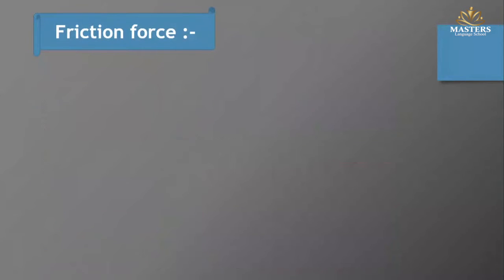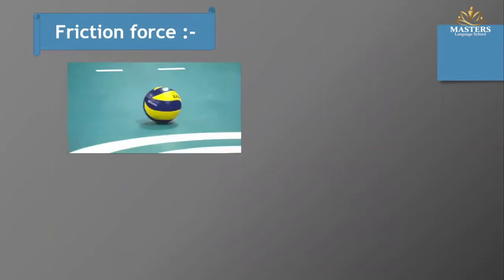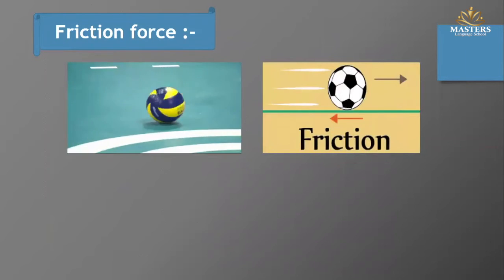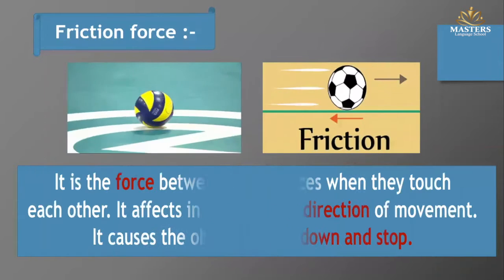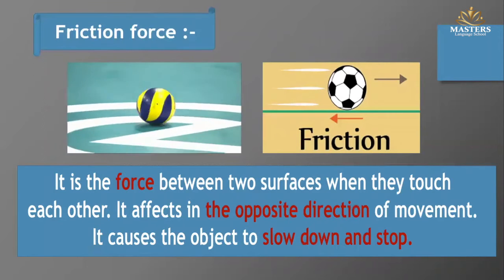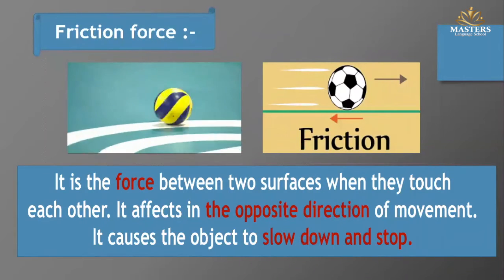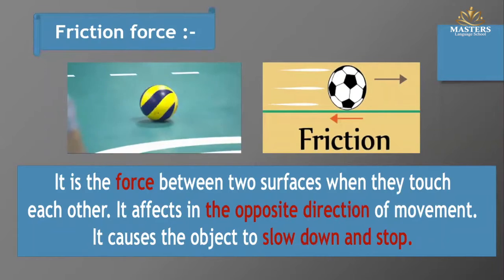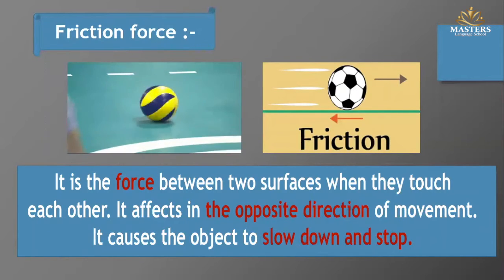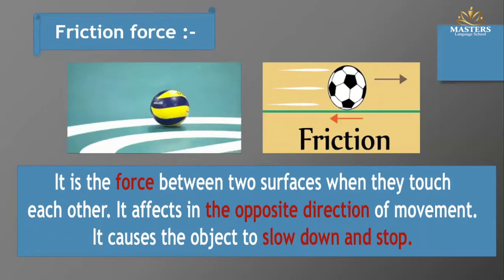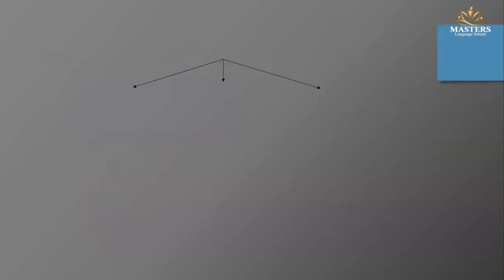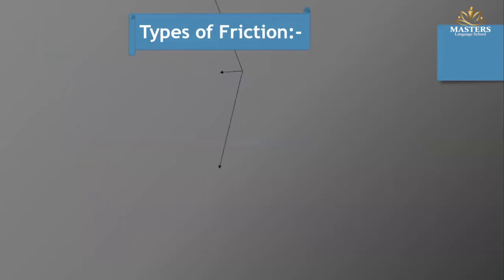Okay, let me ask you a question. Why do you think this ball will stop after a while? This is because of friction. The friction force between two surfaces when they touch each other acts in the opposite direction of the movement, and it causes the object to slow down and stop. So this is why the ball will stop after a while, because the friction force acts in the opposite direction of the movement.